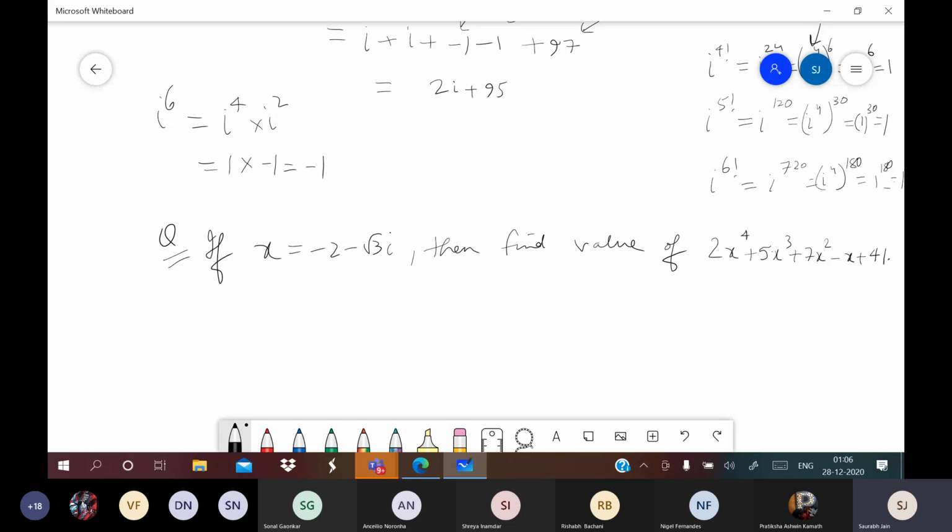X is equal to minus 2 minus root 3 iota. You will find a lot of these types of questions. They will give you some value of x in terms of a complex number, and they will ask you the value of a very big expression. Big expression means in terms of the number of terms as well as power. So just try this. Let me see what your approach is and whether you can get the answer.